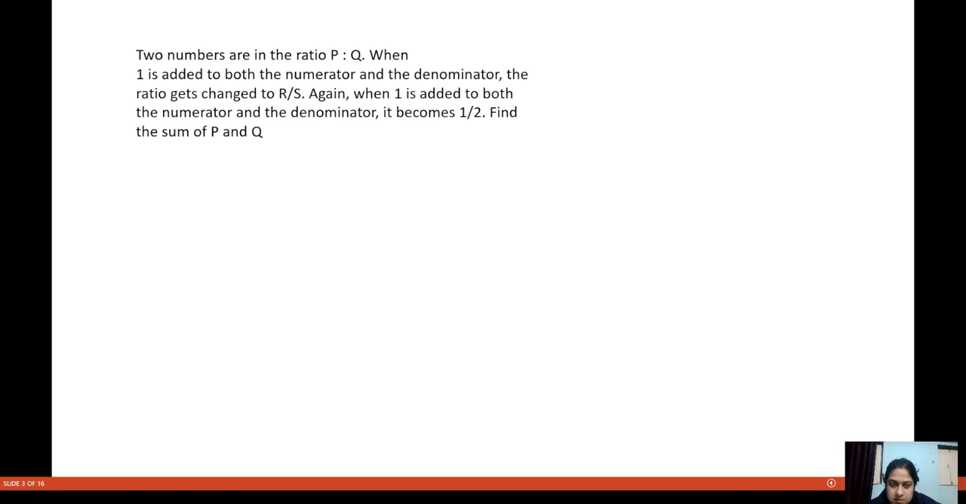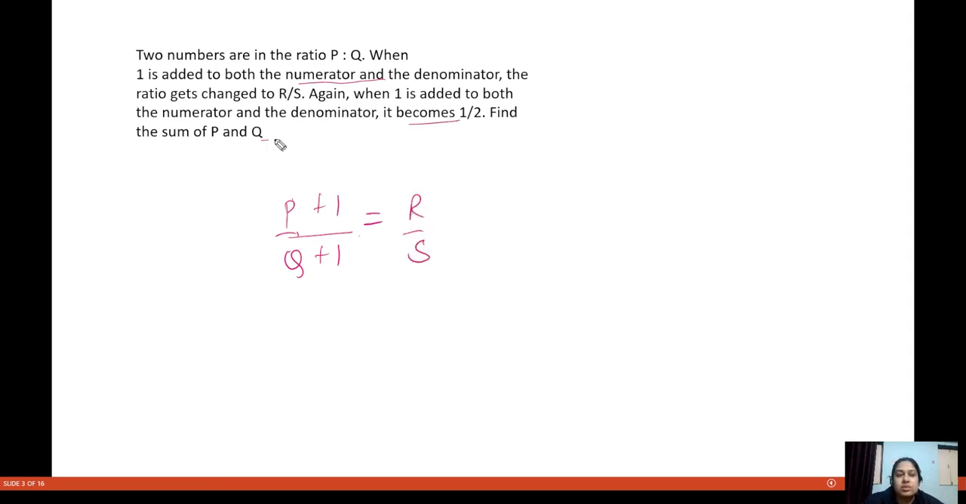Okay, guys, look at this question. What is this question saying? You have two numbers in the ratio P by Q. When one is added to both numerator and denominator, it becomes R by S. And when one is added to both numerator and denominator again, it becomes 1 by 2. So find the sum P plus Q.